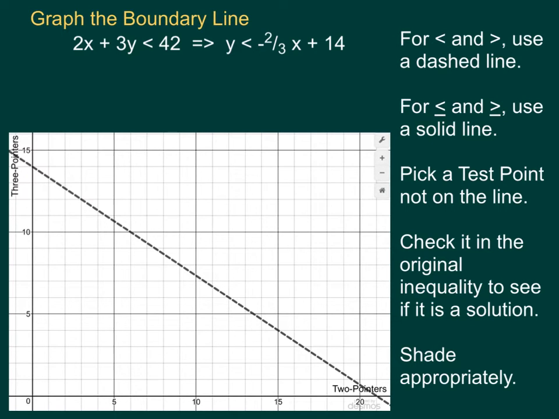Now my boundary line is dashed, and here's the reason. Anytime my inequality is a less than or a greater than, I want to use a dashed line because I don't want anything on the line to be counted as an answer. For example, this point right up here, the point 0, 14, would mean 14 3-pointers, 0 2-pointers. That would be a total of 42 points, which would mean the game is over. We know that's not the case here. So anything that's on the line is not actually going to be a solution. That's why I have to use a dashed line.